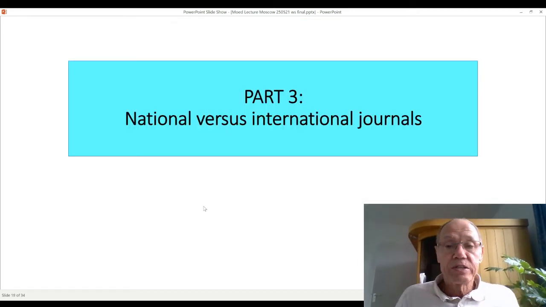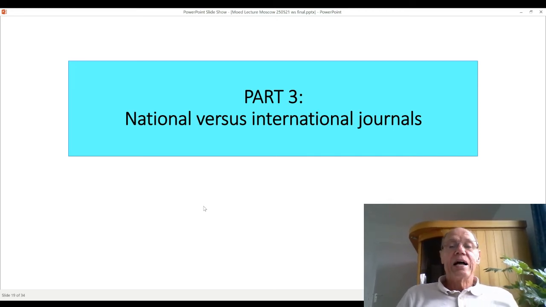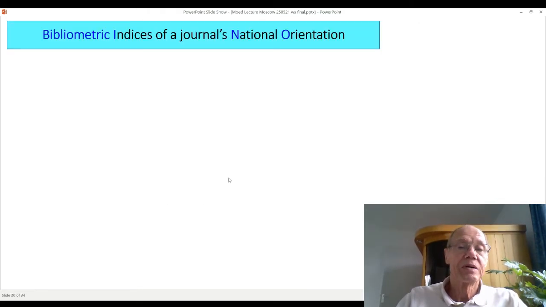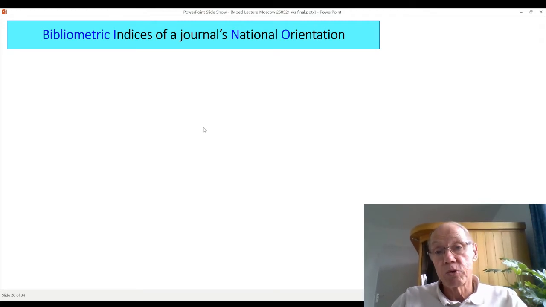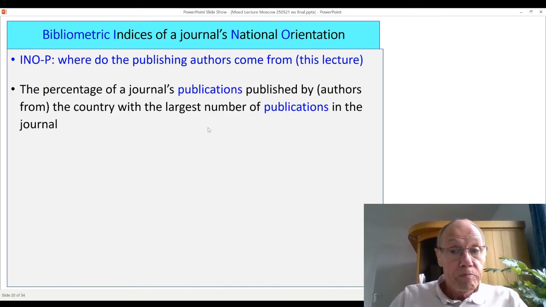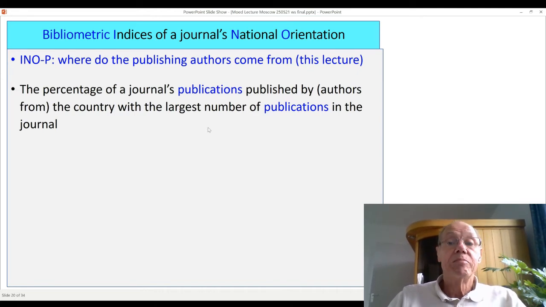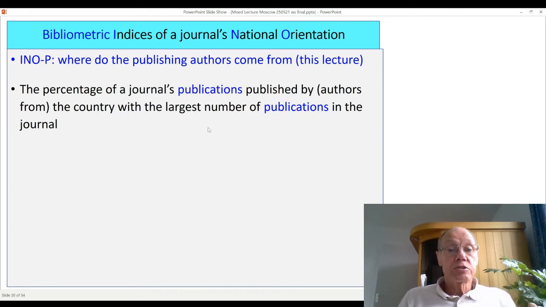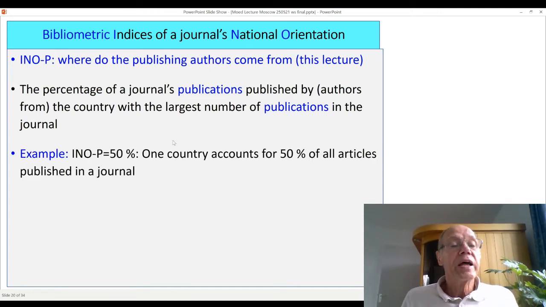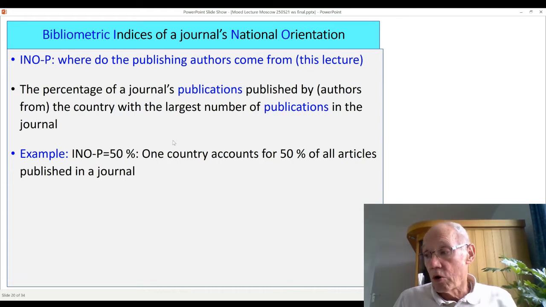Now I start with part 3 of the lecture, and that deals with national versus international journals. First, I would like to present an index of a journal's national orientation that we have been exploring in several papers. It is defined as the percentage of a journal's publications published by authors from the country that has the largest number of publications in the journal. Let me give an example. An index value of 50% means that there is one country that contributes to 50% of all articles published in a journal.